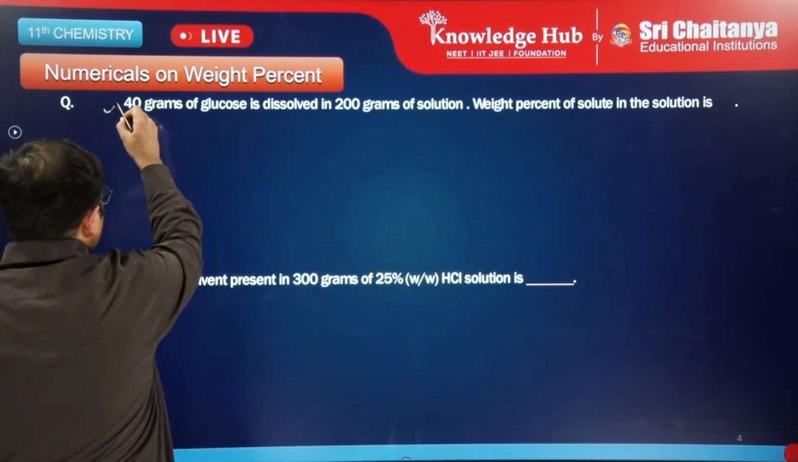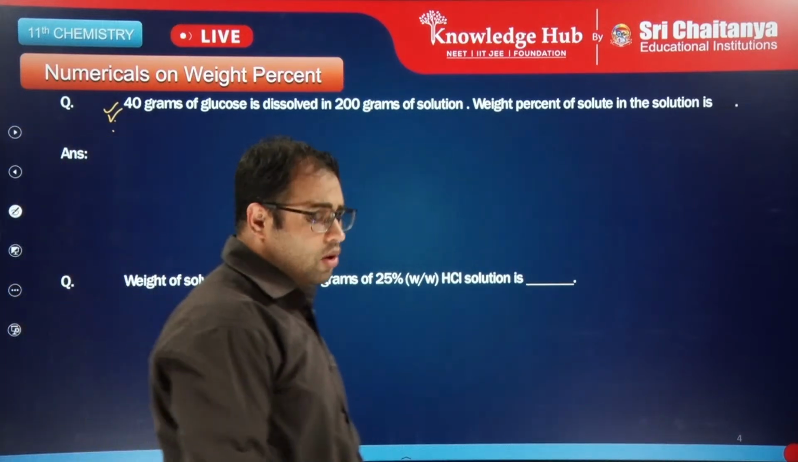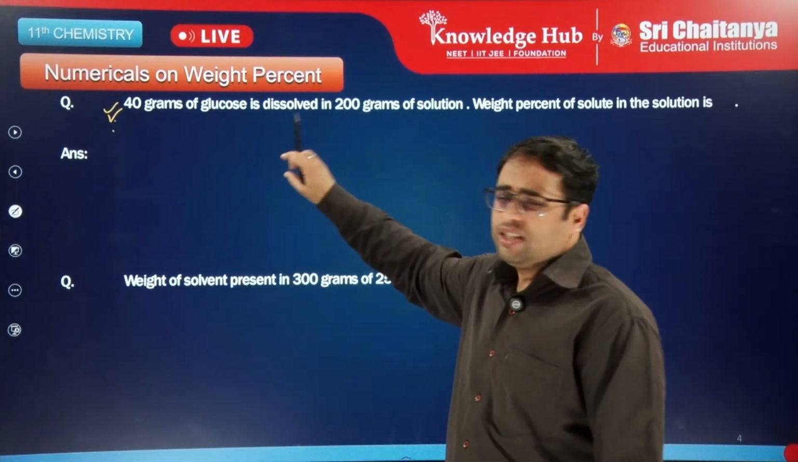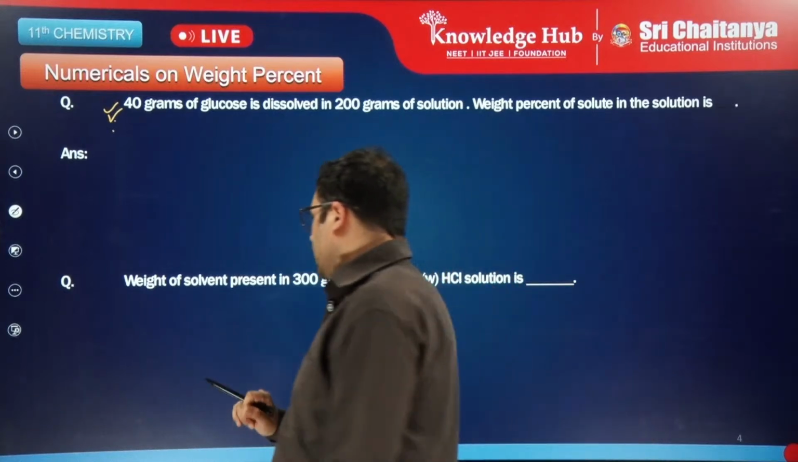So this is also easy. I will not solve this. I feel that you are well able to solve this on your own. This is a very easy, similar question. Just try to solve it yourself. Moving on to the next.